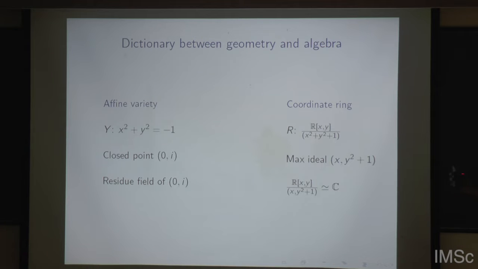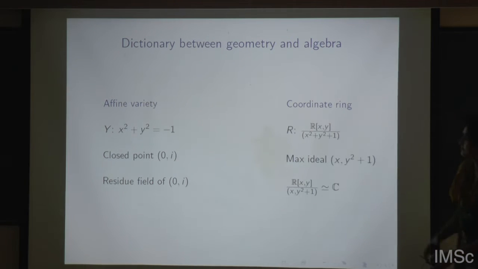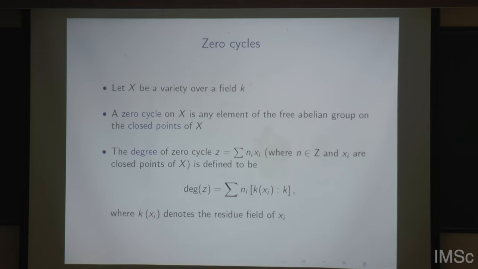Maybe an example would be good. Take x squared plus y squared equals minus 1. You have the ring R[x,y] mod x squared plus y squared plus 1. The closed point (0, i) corresponds to the maximal ideal (x, y squared plus 1). This is a complex point, so its residue field is C. Okay, now let me talk about what a zero cycle is.